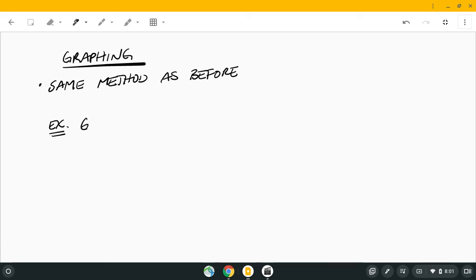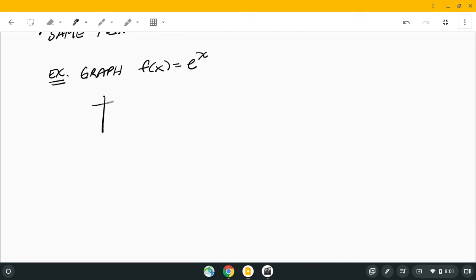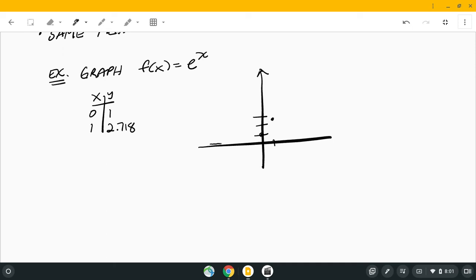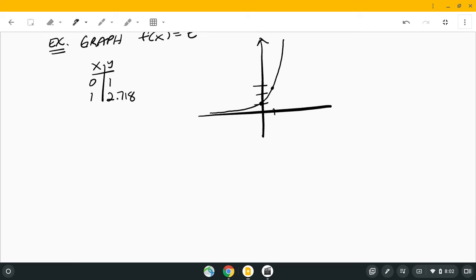All right, so let's go ahead and graph f of x, which equals e to the x. So again, here, if you take some values, if x is 0, we still get 1. If x is 1, we get 2.718. Okay, and we have our exponential growth.